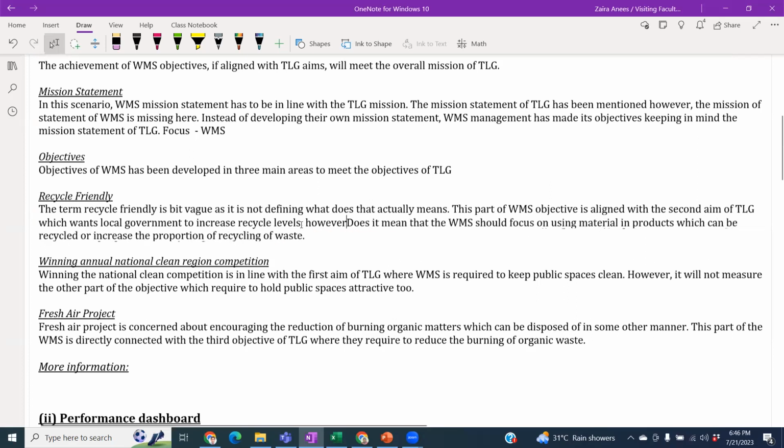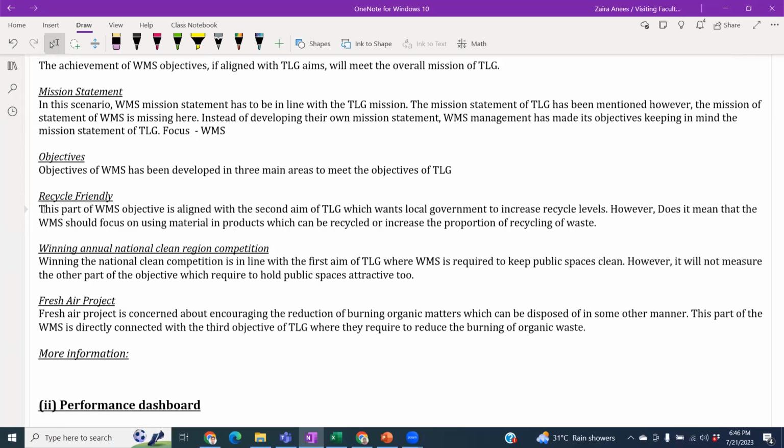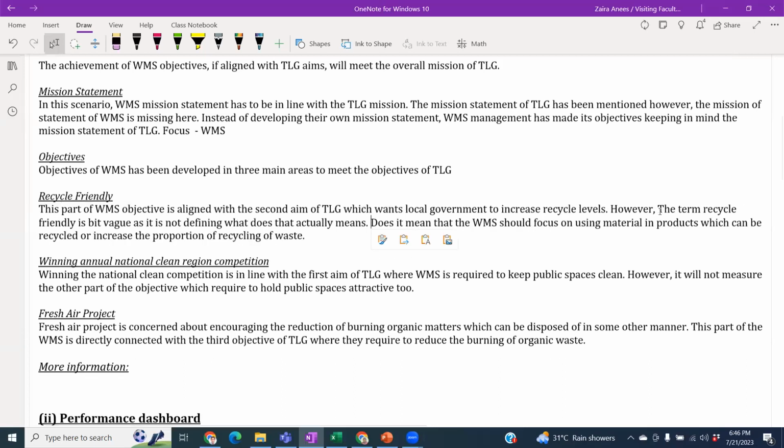However, we can write a balancing statement. We are actually trying to highlight this issue: what do you mean by recycle friendly? Are you trying to say that the region should use more recyclable components, or shall we increase the recycling? Right? This is something which we have written.